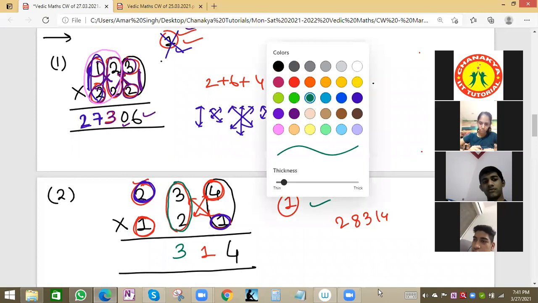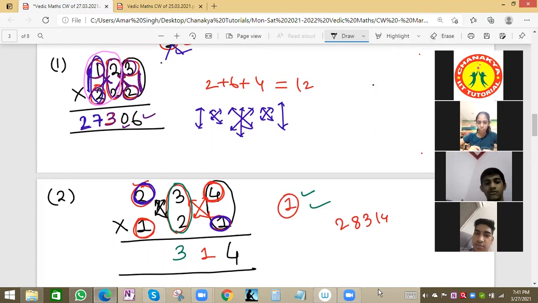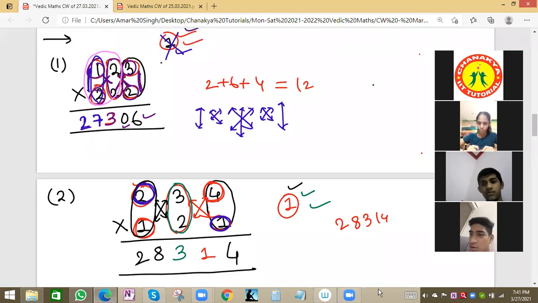Then after this, again small crossing for these values. 2 2s are 4, and 3 1s are 3, 4 plus 3 is 7, and 1 is carry. We have to remember carry also, we have to add carry. 7 plus 1 is 8. At the end, last one once again straight, 2 1s are 2. This is the same simple process: straight, small crossing, big crossing, small crossing, then again straight.